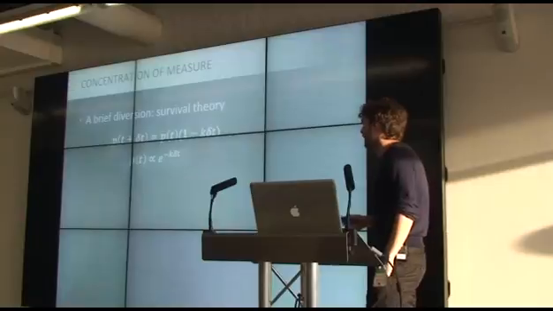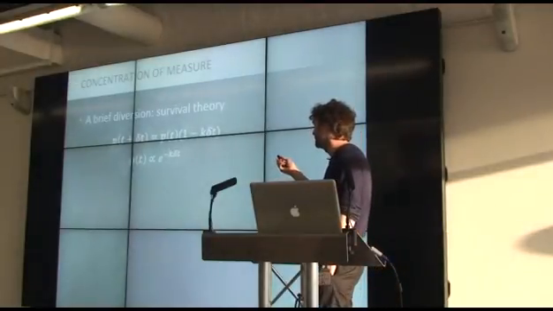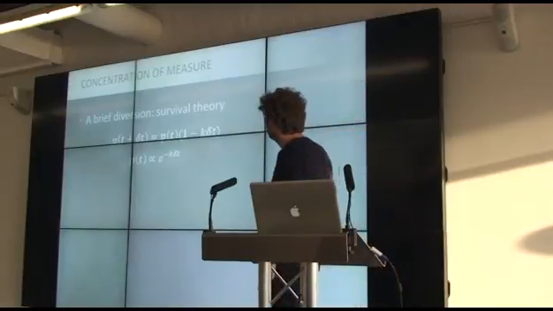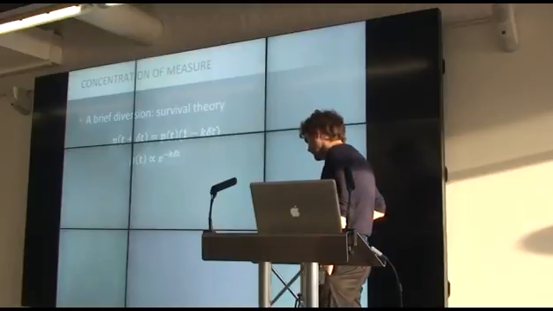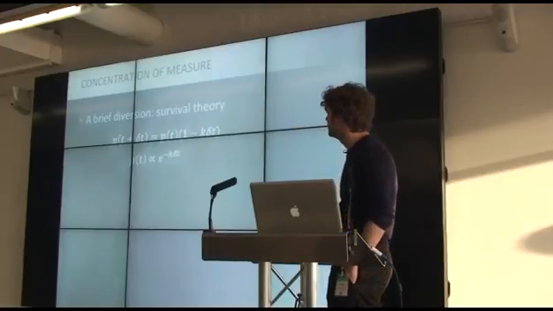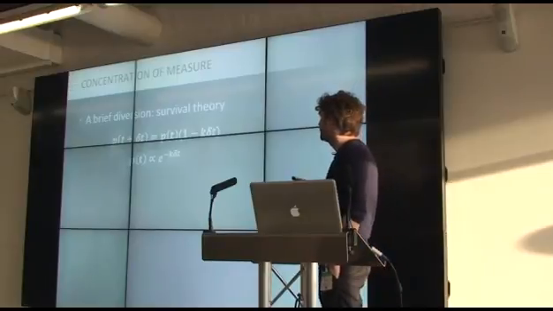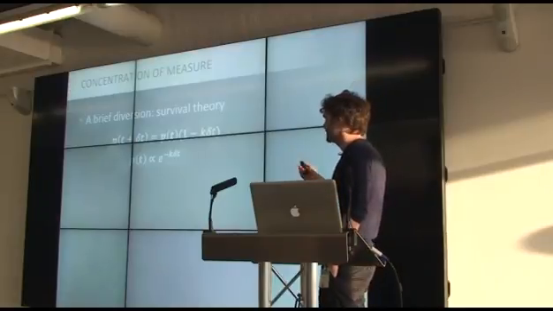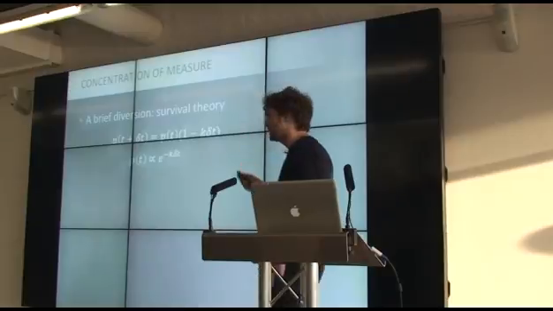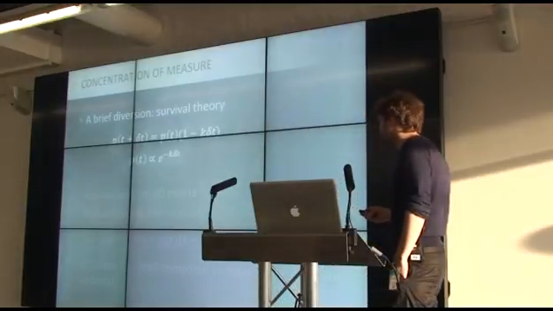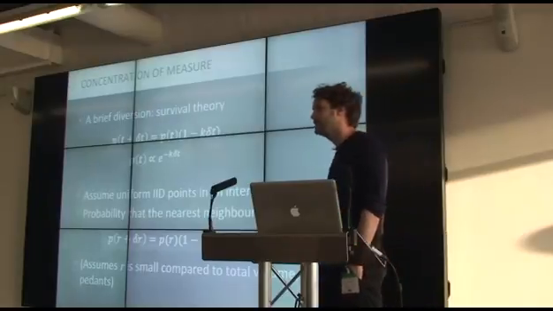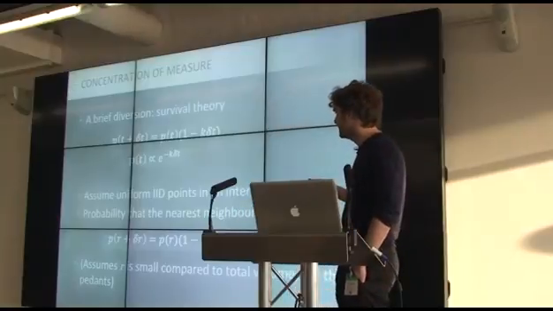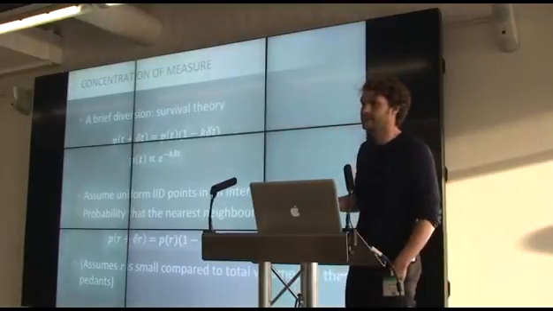So survival theory: if you live to a time t with probability p, and then you have an independent chance of dying in the next interval delta t, then your probability of surviving to t plus delta t is just the product of those two probabilities, and you can turn that into a differential equation. You get an exponential distribution. Well, if you have uniform points in an interval, then the probability that the distance to your nearest neighbour is at least r is governed by exactly the same equation.